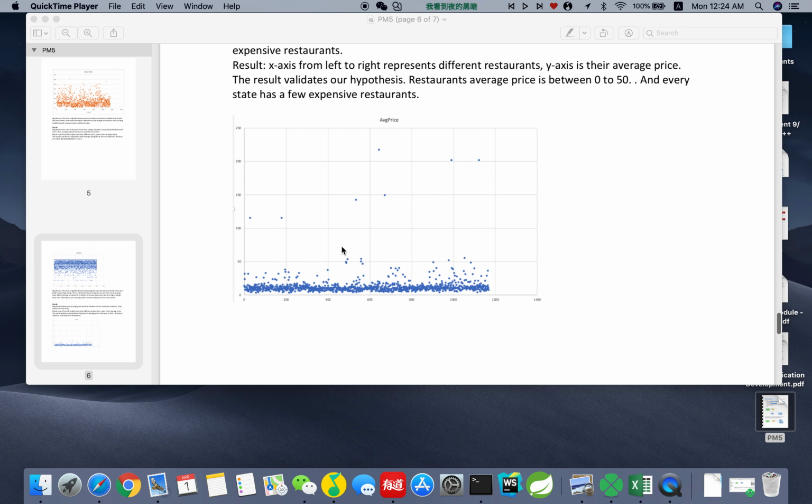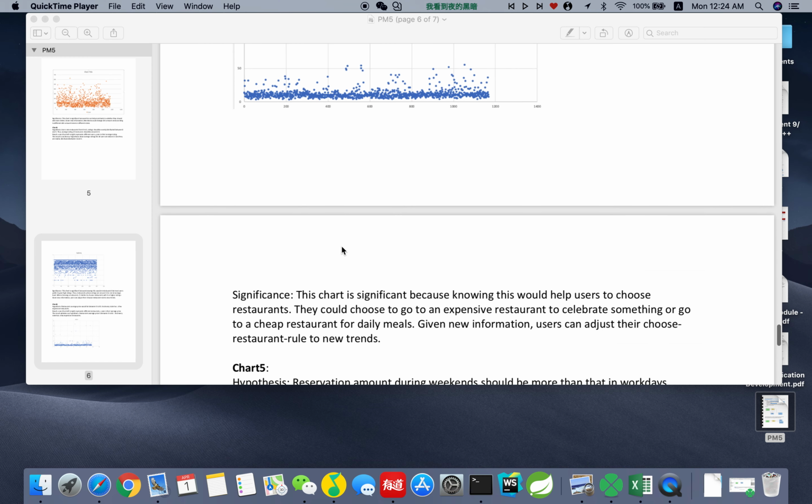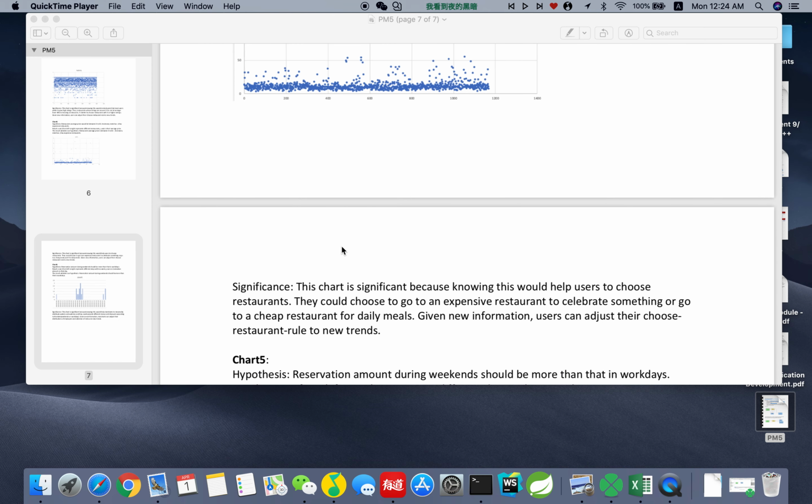And this chart is very important because knowing this would help users choose restaurants. They could choose to go to an expensive restaurant to celebrate something or a cheap restaurant for their daily meals. Given new information, users can also adjust their rules when choosing restaurants to new trends. So that is the introduction to our data source, our ETL workflows, and our two charts.